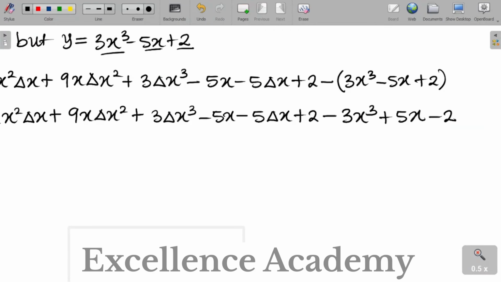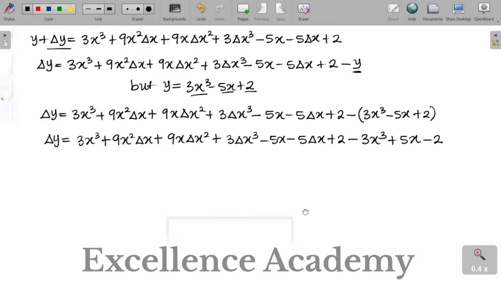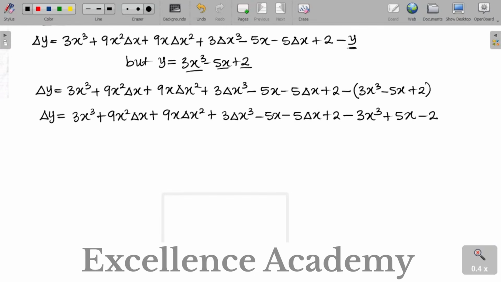All right. So let's see here. From what we have here, you can see that we have 3x cubed. You see we have minus 3x cubed. So this will cancel this. It's off. Also, you can see minus 5x. You can see plus 5x. Minus 5x cancels plus 5x. It's off. Finally, you can see plus 2 and minus 2. Plus 2 will cancel minus 2 and it's off.